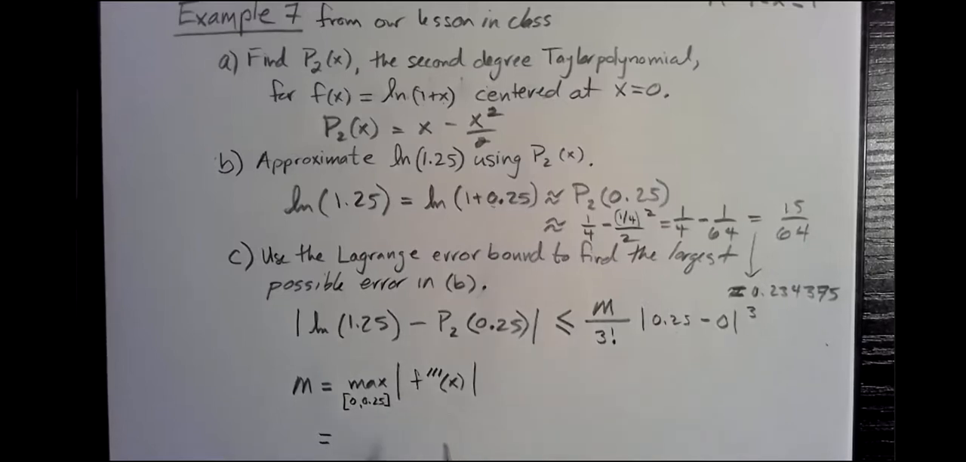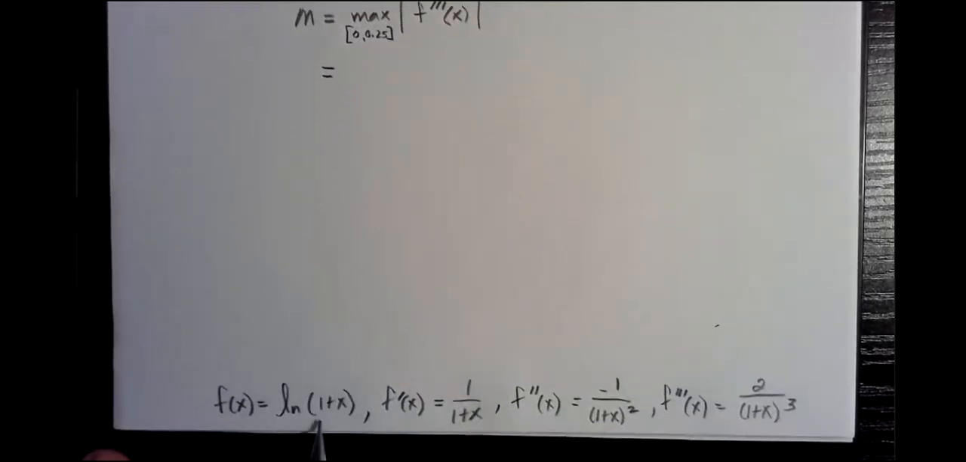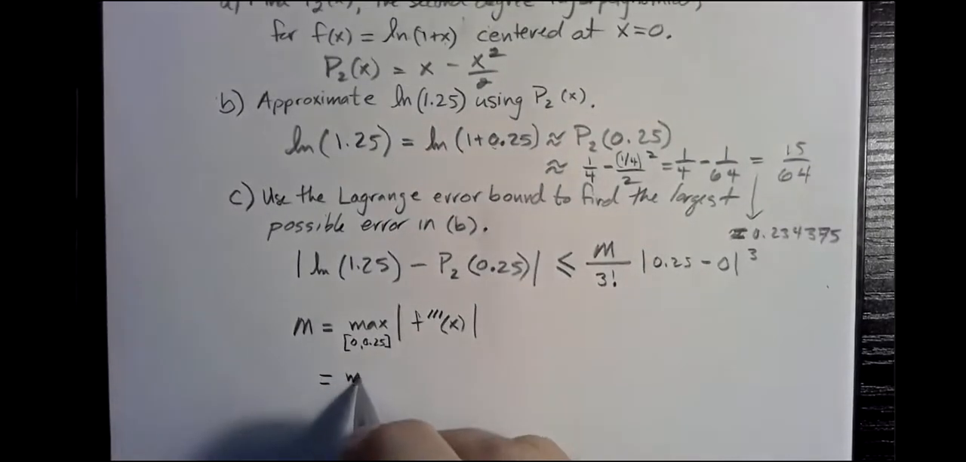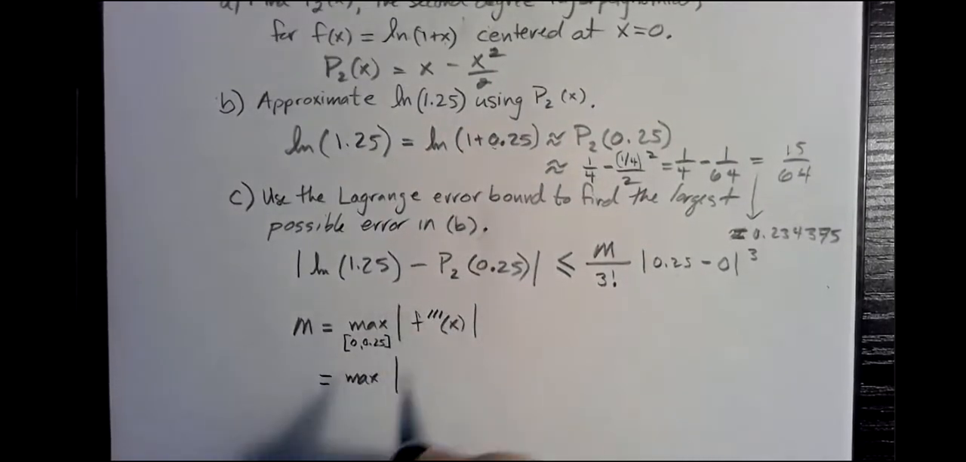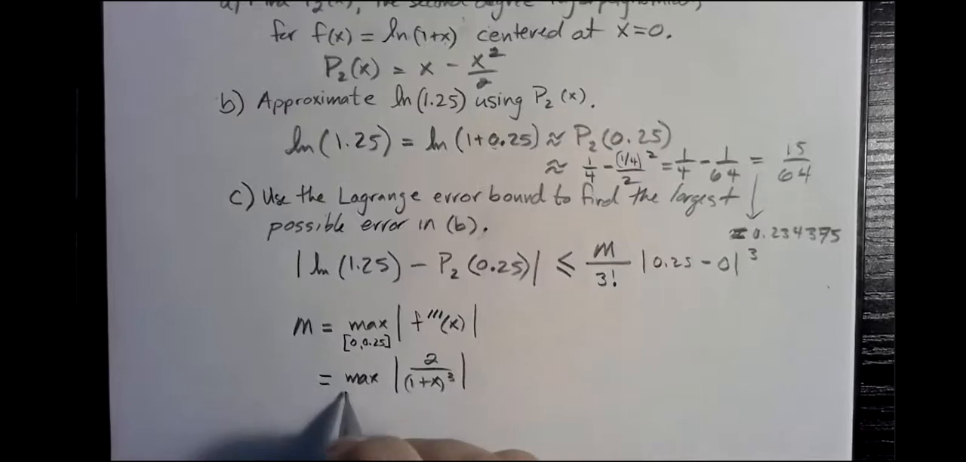Well, I did some work. We need the formula for the third derivative. I did some scratch work here before the video. f of x is the natural log of 1 plus x, so f prime is 1 over 1 plus x, so f double prime is negative 1 over 1 plus x squared, and f triple prime would then be positive 2 over 1 plus x cubed. So this is the formula we need. So we need to know the maximum absolute value of 2 divided by 1 plus x cubed on the interval 0 to 0.25.